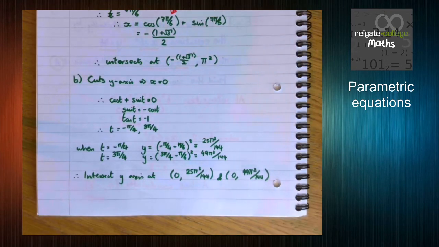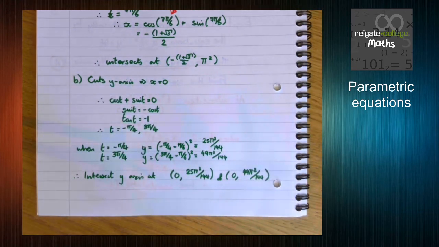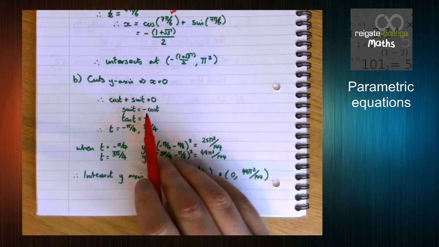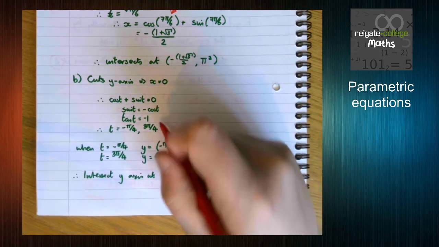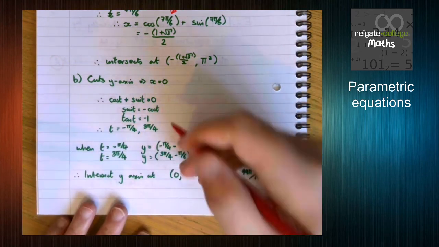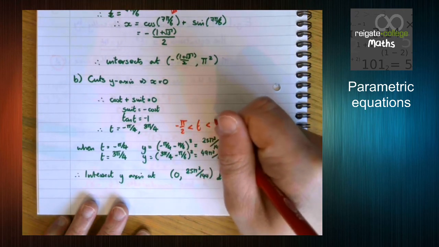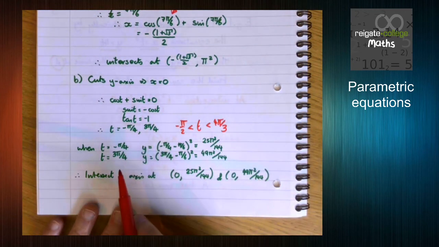And here's my answer for part B. Notice it cuts the y-axis, as we've said, when x equals 0. So we set the x equation equal to 0 and solve to find t. And this is what I was saying here, we get two values of t. Again, we need to check that both lie in the interval and there aren't going to be any extras.